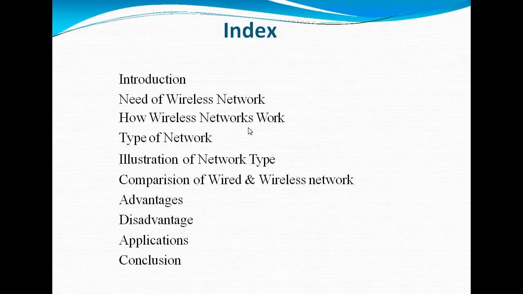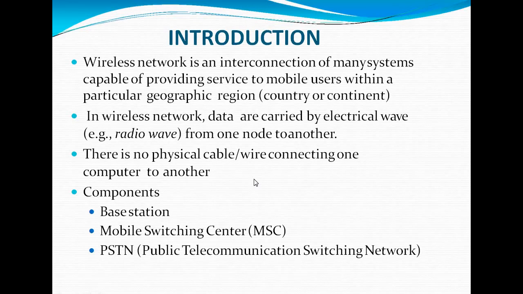So students, in this topic we will cover introduction, why we need a wireless network, how wireless network works, what are the types of network related to the wireless, illustrations of network types, comparisons of wired and wireless network, what are the advantages and disadvantages of wireless networks, and what will be the applications related to the wireless network. And at the last, we will come to the point of conclusion. So, students, let's start with the introduction.